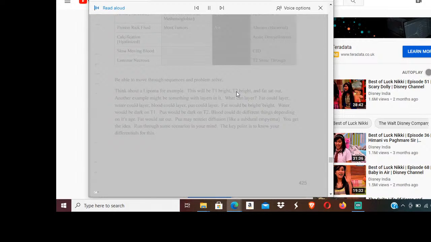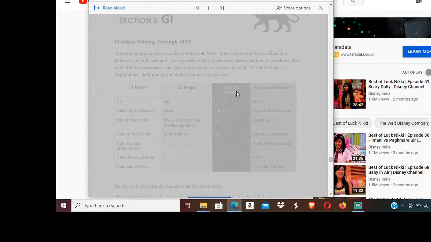Section 2, GI. Problem solving through MRI. Different programs have variable volume with MRI. Some of you will be excellent at it, some of you will suck at it. An important skill to have is to understand how to problem solve with different sequences. The best way to do this is to have a list of T1 bright things, T2 bright things, dark things, and things that restrict diffusion.